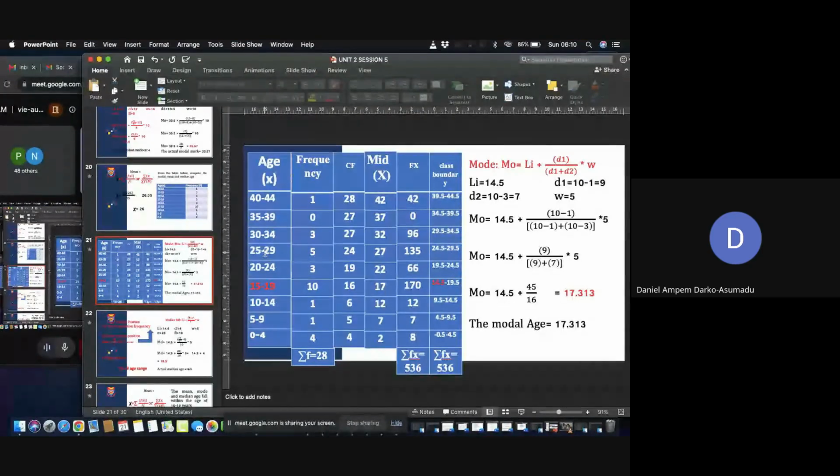Do you understand? Yes, sir. Now, assuming you've calculated the median position and you got n over 2, let's say 17. You are looking for the 17th position. Where will it fall?